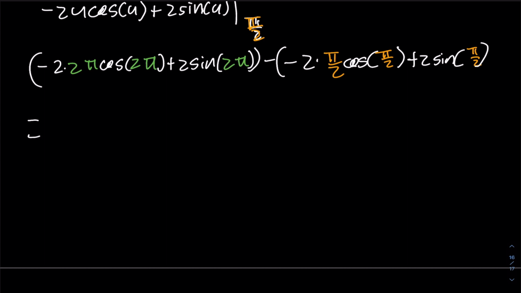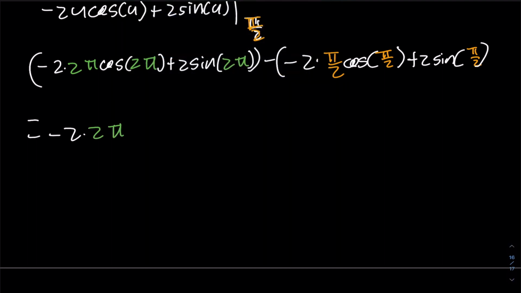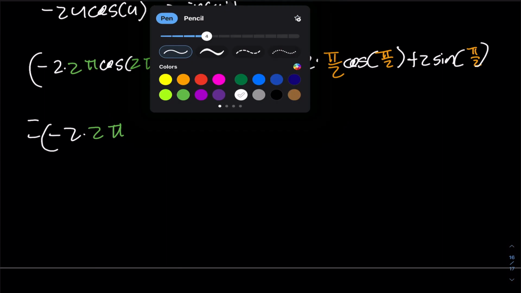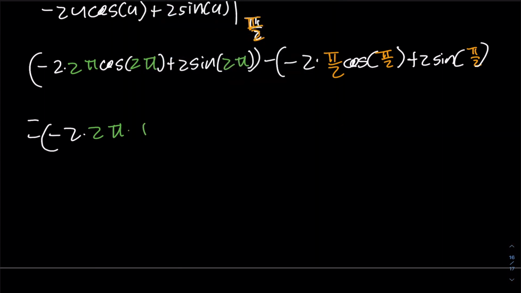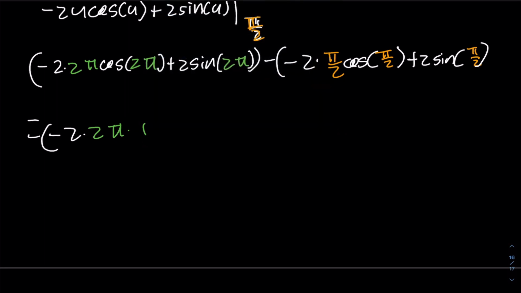So this is equal to negative 2 times, and then we have a 2 pi. Let's just keep the bracket here as well. And then times 1, because that cosine of 2 pi evaluated to 1, then we see that we just have to add something multiplied by 0, because sine of 2 pi is 0. So that term will cancel out. So we don't need to worry about any of that.